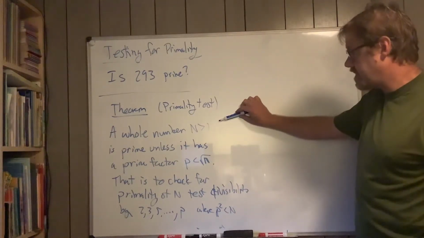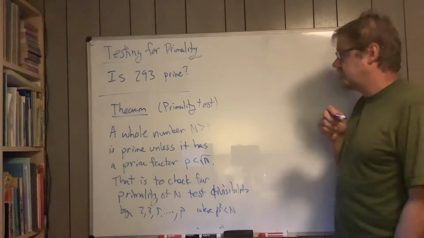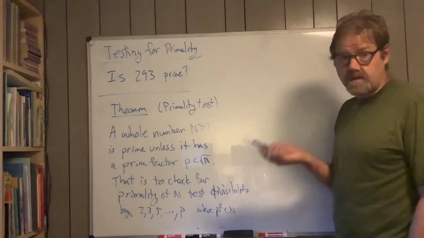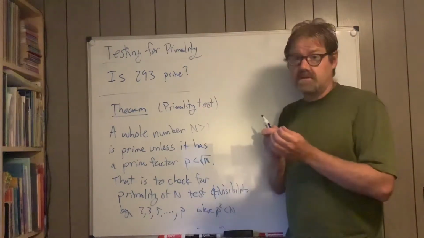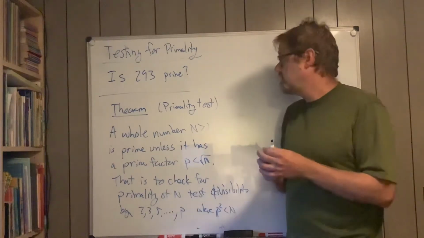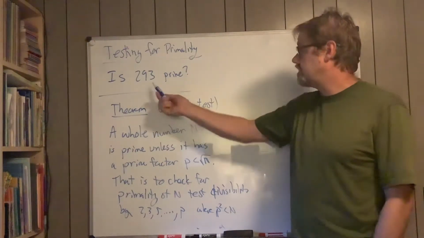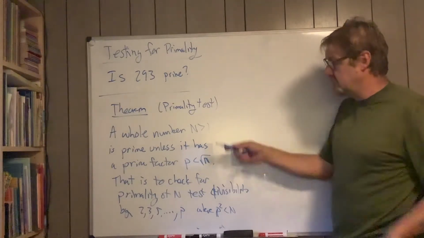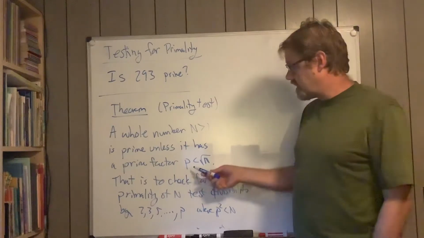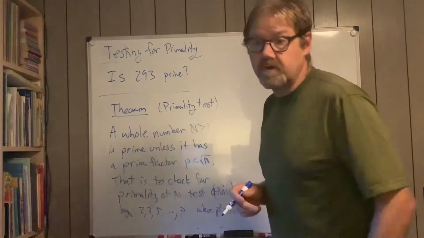So what is it that we need to check? Going back to this example, I could check all numbers, because the definition of prime is that the only two factors are one and itself. So I could check 2, 3, 4, all the way up to 292. But basically what this is saying is that's unnecessary. The only way it would be prime is if it had a prime factor p less than the square root of itself. Let's go ahead and prove this, and then we're going to use it a little bit later.